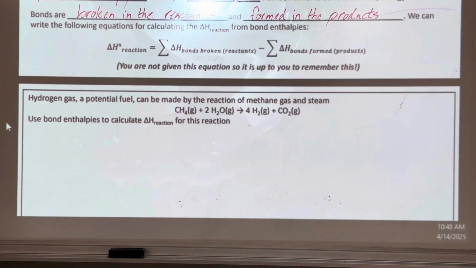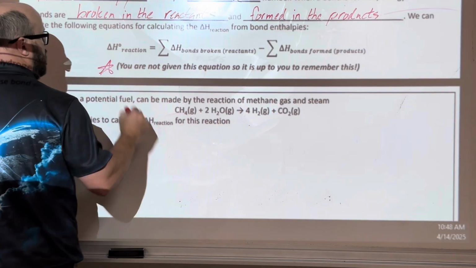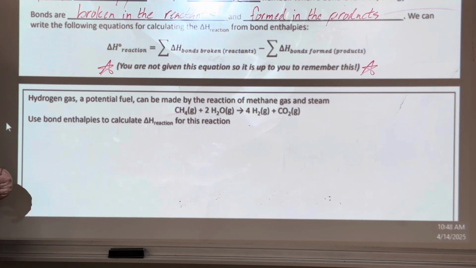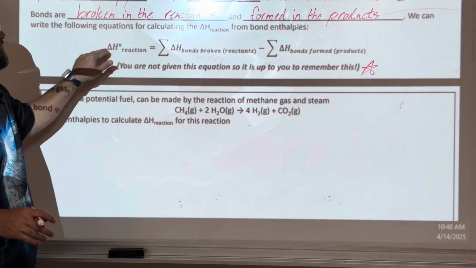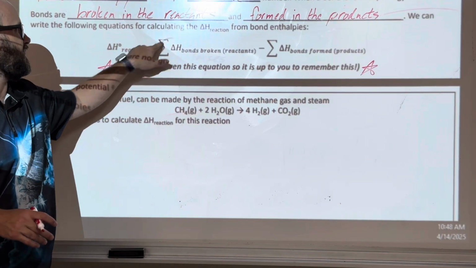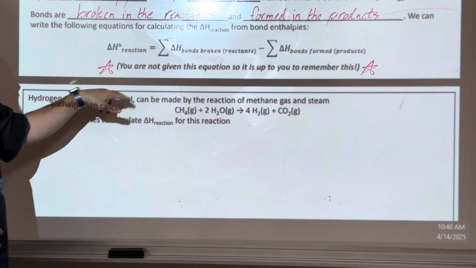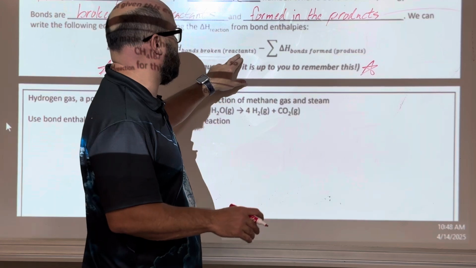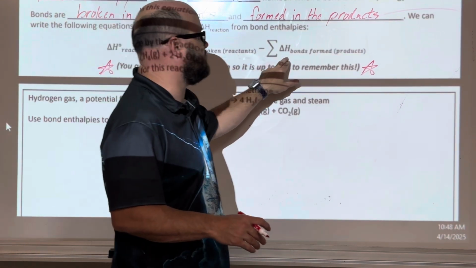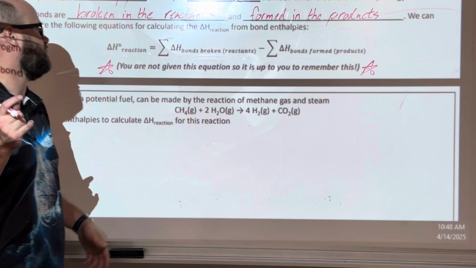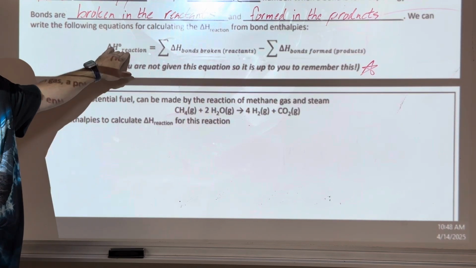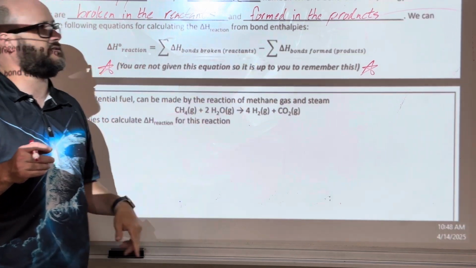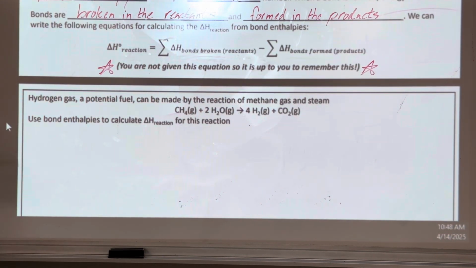Now, key point right here. You're going to need this for the test. Maybe my test, for sure the AP test. Delta H of the reaction equals that big goofy looking E, that's the sum, or sigma, of the bonds broken in the reactants minus the sum of the bonds formed in the products. You got to just know that. So delta H, when you're looking at bonds broken, bond enthalpy, is the sum of the bonds broken in the reactants minus the sum of the bonds formed in the products. Commit that to memory.